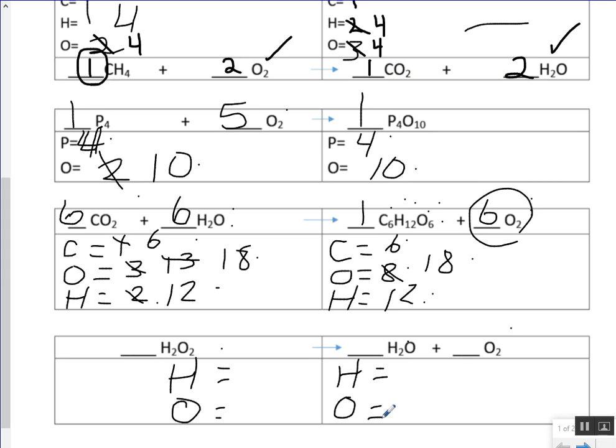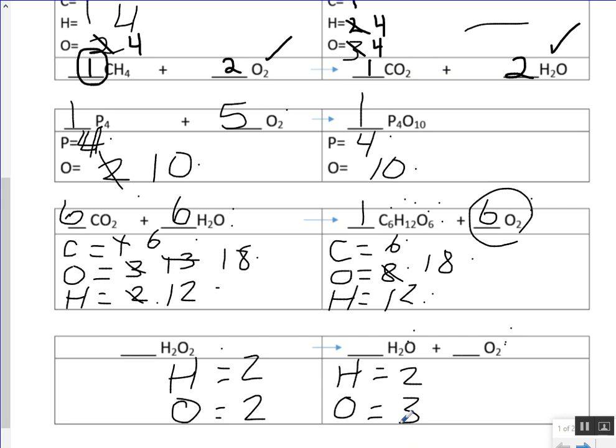Let's go on the left side. How many H's? 2. How many O's? 2. How many H's on this side? 2. How many O's? Well, this time there's 3 because I have 1 here and 2 here. 1 plus 2 equals 3. So I'm going to have to make a change to my number of O's. Let's look at what they have in common. The commonality between 2 and 3 is probably going to be 6, okay?